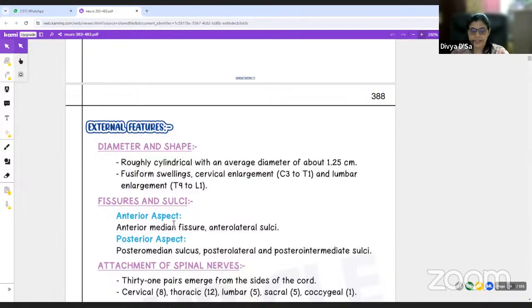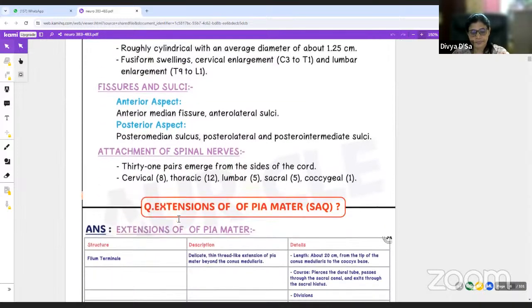Fissures: on the anterior aspect there is the anterior median fissure, and anterolaterally there are the anterolateral sulci. On the posterior aspect there is the posterior median sulcus, and the posterolateral and posterior intermediate sulci. Then the attachment of spinal nerves: there are 31 pairs which emerge from the side of the cord. We have 8 cervical spinal nerves, 12 thoracic, 5 lumbar, 5 sacral, and 1 coccygeal.